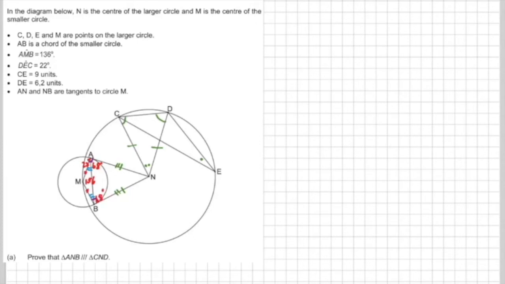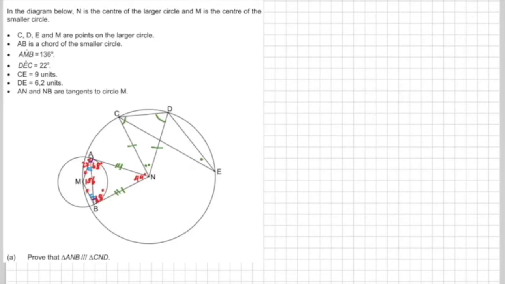Now, for those of you quick thinkers, you can actually see that NAMB, yes, is a kite. I'm not really going to use that, but it's something just cool to look out for. Now, lastly, to finish off this part in the red here on the left by the small circle, I can get the size of angle ANB, which is 44 degrees by looking at interior angles of a triangle.